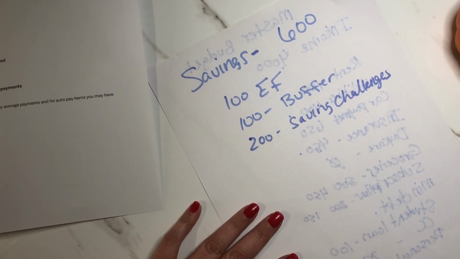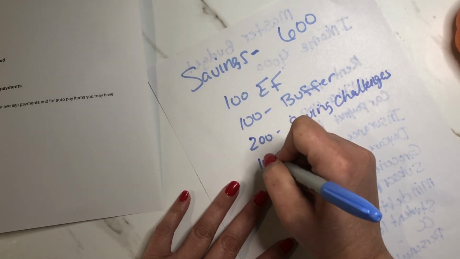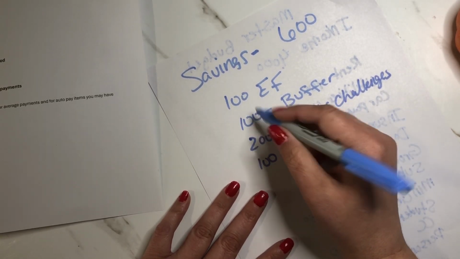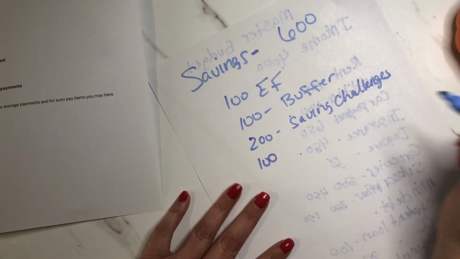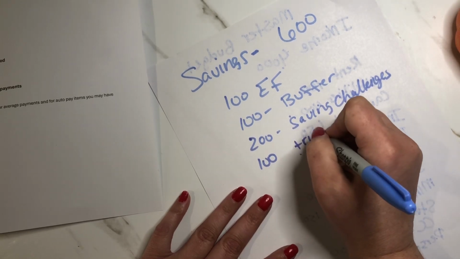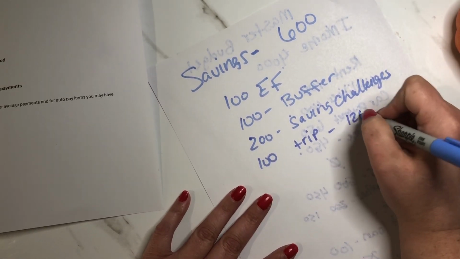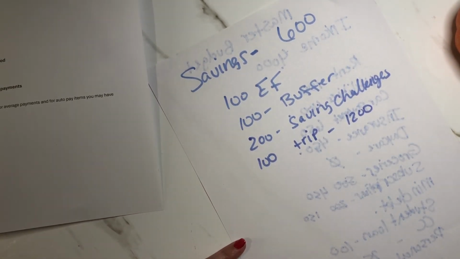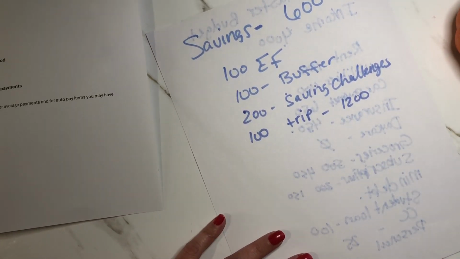You can save them for going on a trip. Or you could just say, I want to put $100 for my trip. I want to save this up every month, so at the end of the year, I have $1,200. That's a really great way to save up for a trip at the end of the year.